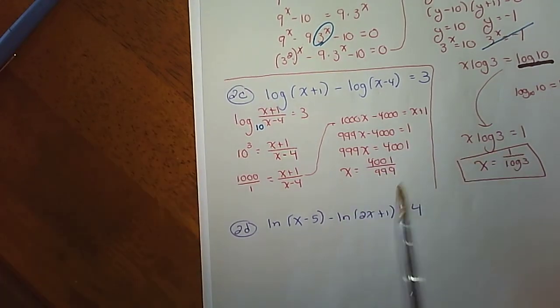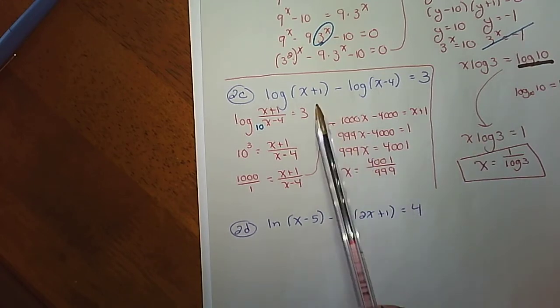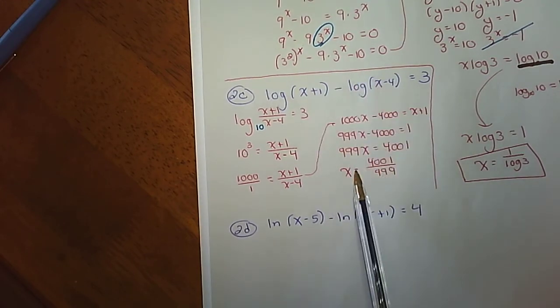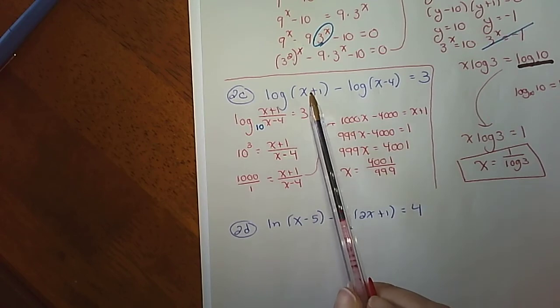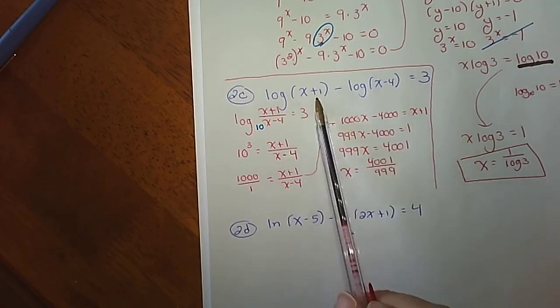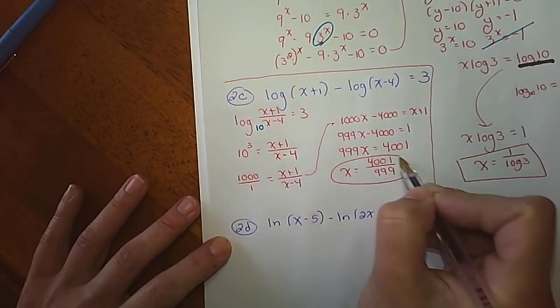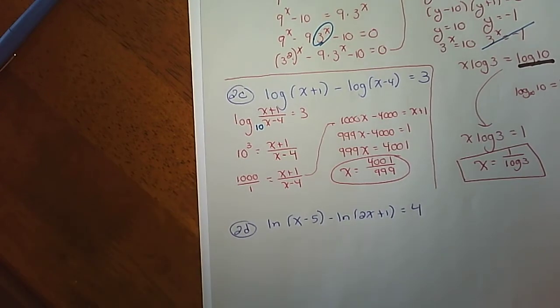Now, something to keep in mind, I'm not going to circle it yet. Because it's a log question, I got to make sure that that fraction does not make a negative or a 0 here or here, which it doesn't. So that is the answer to the question. A lot easier than the last one.